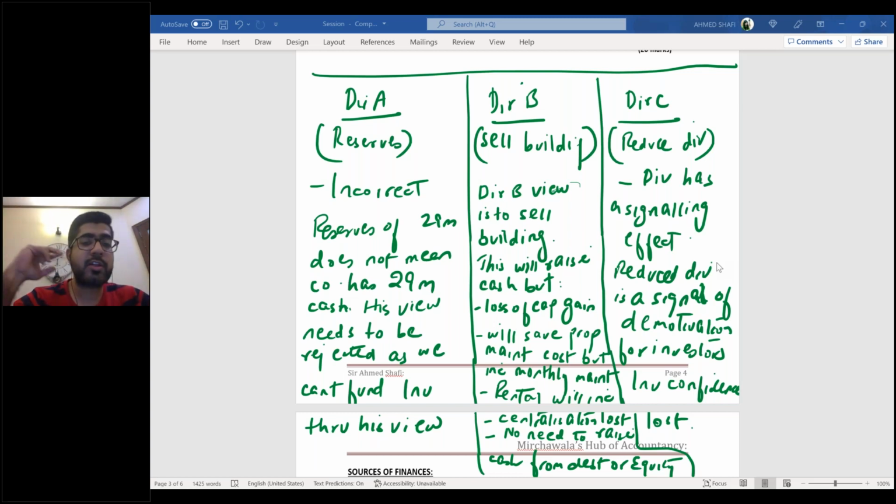Did the examination question requirement ask you which director's opinion is viable? No, it asked you to discuss each director's view. It never asked you what is the conclusion, which director's opinion is viable. So this is something extra which you are thinking. That's not required.